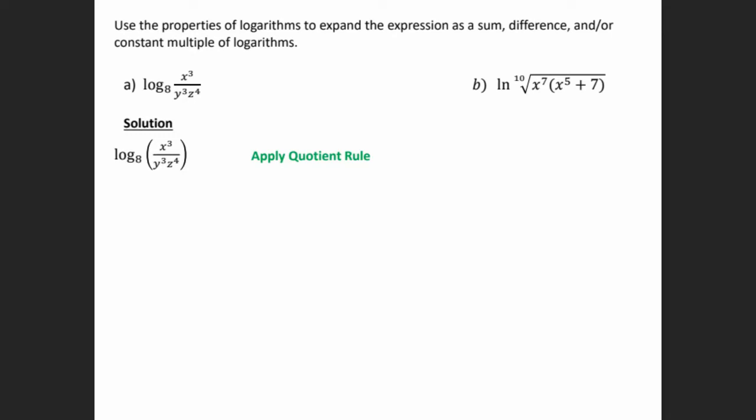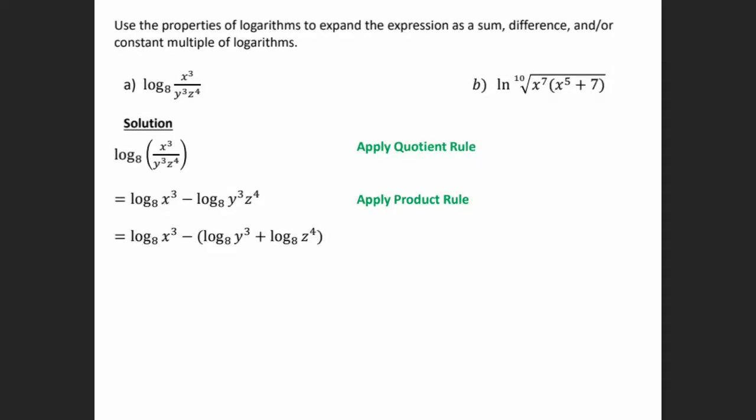Again, apply my quotient rule, which is going to give me log base 8 of x cubed minus log base 8 of y cubed z to the fourth. So the first one I can apply the power rule, and for the second half it's a product rule, right? So I haven't touched the first one yet because let's do it one step at a time.